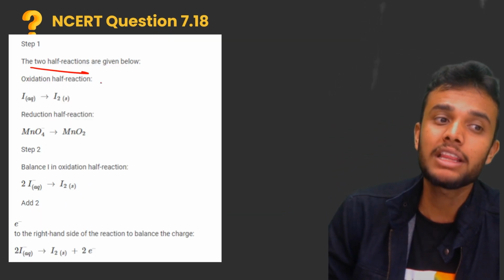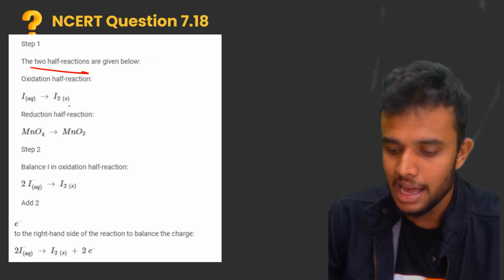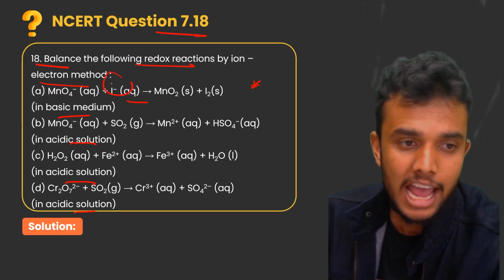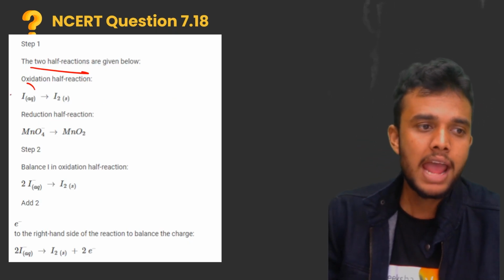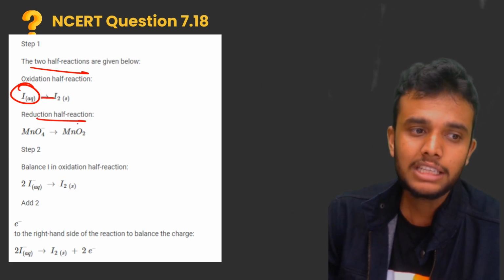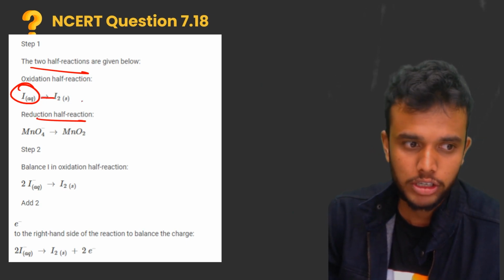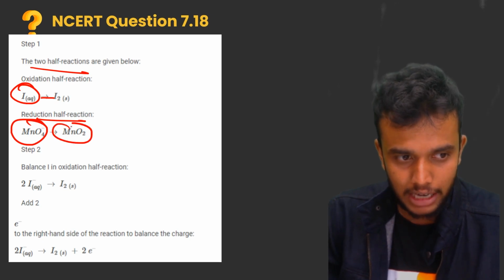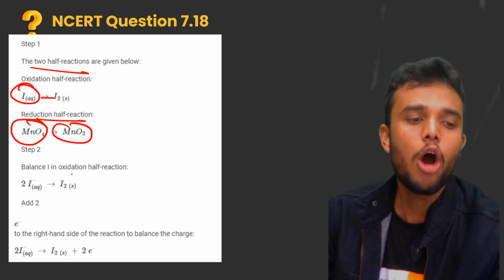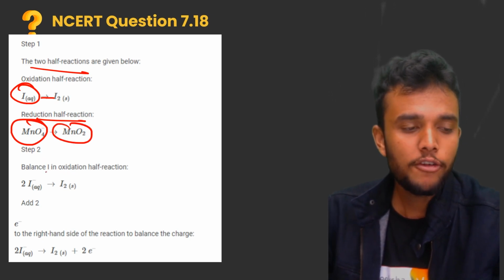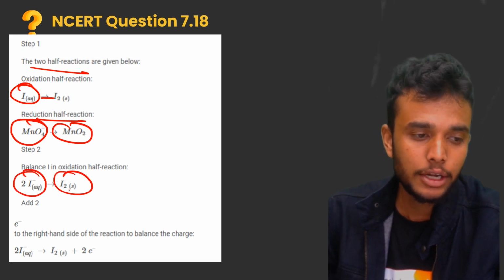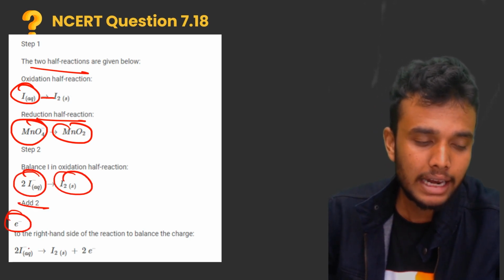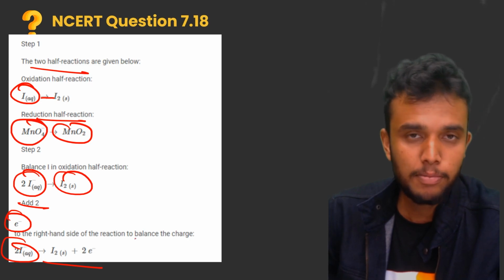First, we need to write the half reactions given below. Here, first, I minus is converted into I2, right? I minus aqueous solution to I2. This is the oxidation half reaction. This is the reduction half reaction. In step 2, balance the oxidation half reaction. If you balance it, 2I minus gives I2, right, students, plus 2 e minus. Similarly, then it's balanced.